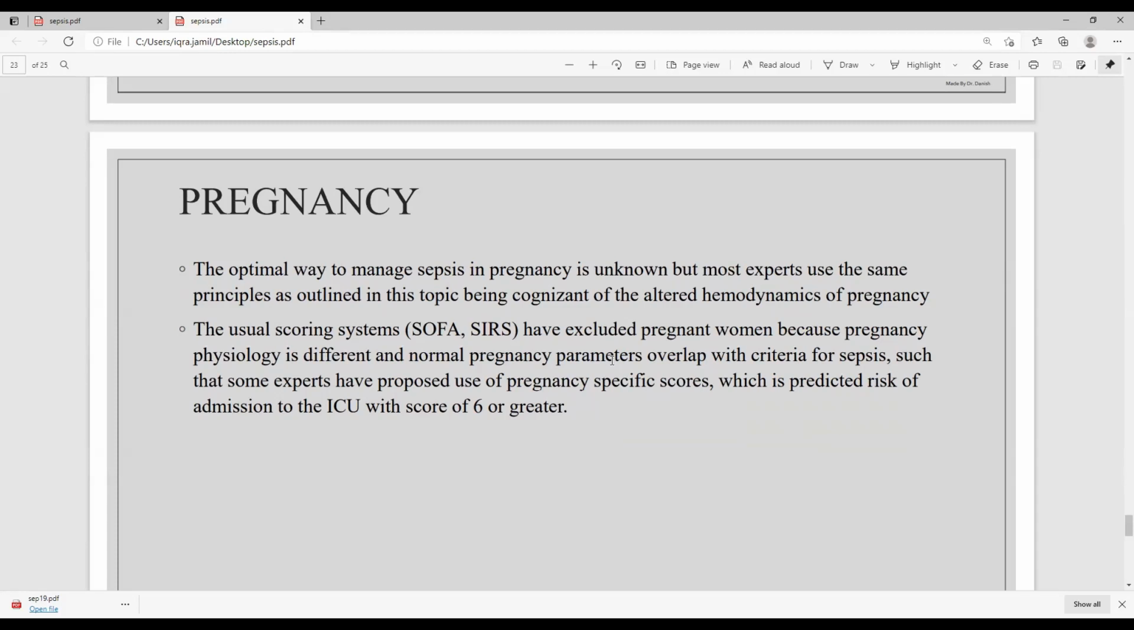The usual scoring systems so far have excluded pregnant women because pregnancy physiology is different and normal pregnancy parameters overlap with criteria of sepsis, such that some experts have proposed use of a pregnancy-specific score, which is called the Obstetric Early Warning Score, OEWS. That score has 24 or 26 parameters. When the score is 6 or more, the patient is critical and should be admitted to the ICU, which is the predicted risk of admission to the ICU with a score of 6 or greater.